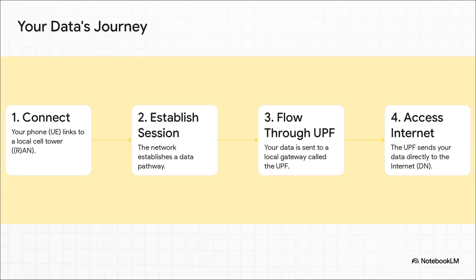So what does that journey actually look like? Well, it's pretty straightforward. First, your phone, which the nerds call the UE, connects to a local cell tower. Then, the network sets up a data pathway for you. Next, your data flows through a local gateway, called the UPF. And finally, that UPF shoots your data directly out to the internet, or the DN as it's called in the diagram. That's it. 4 steps, and you're watching cat videos.